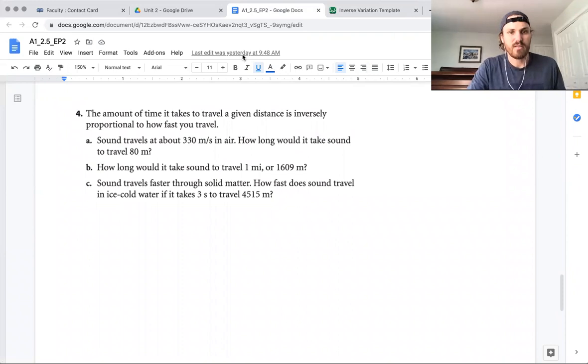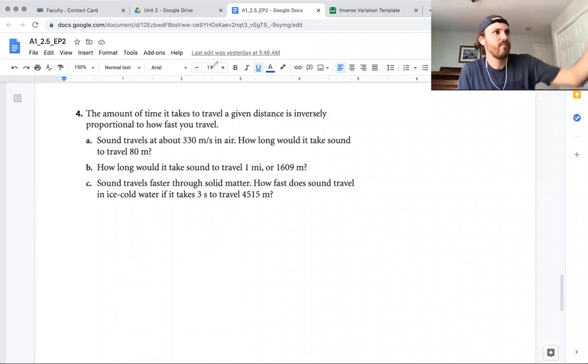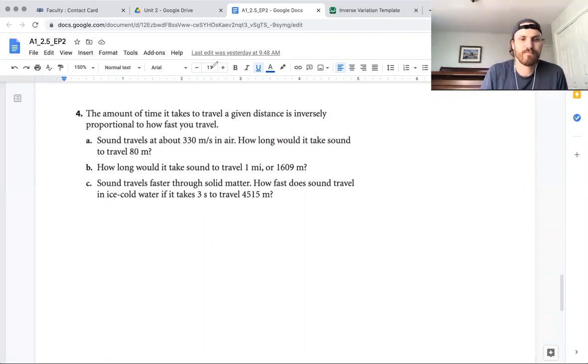So number 4, it says the amount of time it takes to travel a given distance is inversely proportional to how fast you travel. Okay, so let's think about that for a second. That makes sense, right? Because if you go faster, it will take you less time. If you go slower, it will take you more time. So it makes sense that they're inversely proportional. Sound travels at about 330 meters per second in air. How long would it take sound to travel 80 meters?